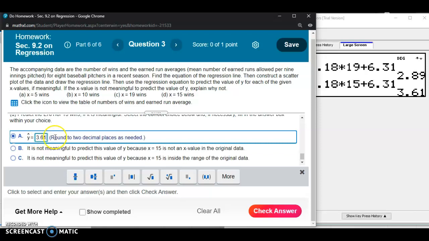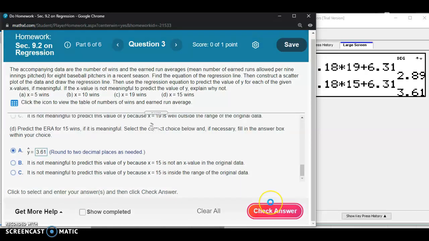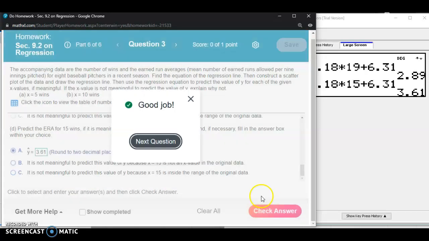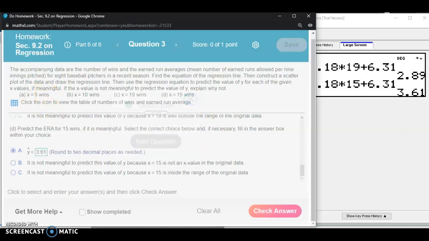So in other words, the greater the number of wins, the smaller the earned run average is. Likewise, the smaller the number of wins is, the higher the earned run average is. Okay, but let's go ahead and check our answer. All right, and we've correctly completed problem 3 in the homework.